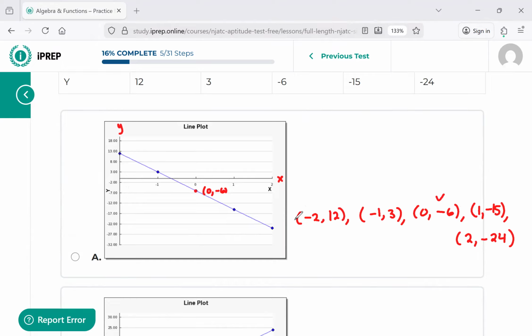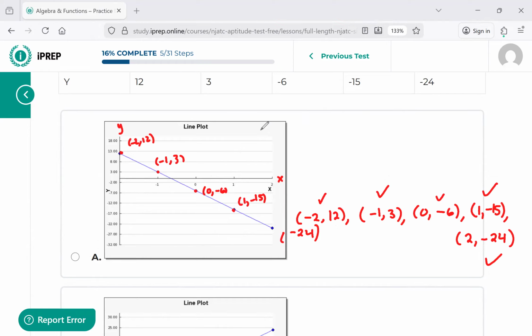Now let's test some other points. So -2, 12. Here's -2, and then my y value should be 12. That's good. -1, 3 is right here. Okay. Let's test a few more. 1, -15. Yes. And then 2, -24. Yes. Here's 2. Here's 1. Yes. So this looks like the best because it satisfies all of these coordinates. So I'm going to say A.